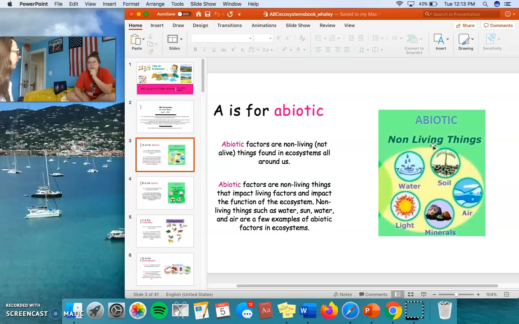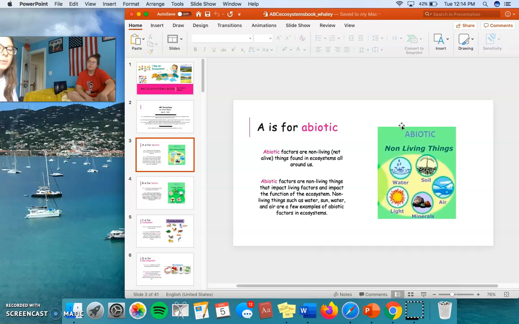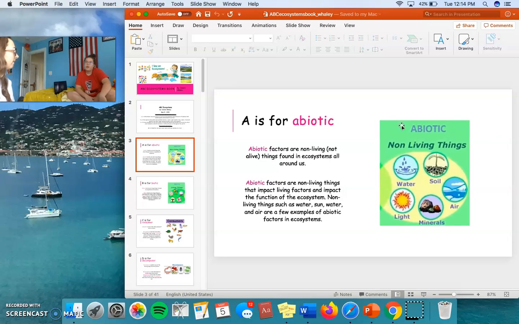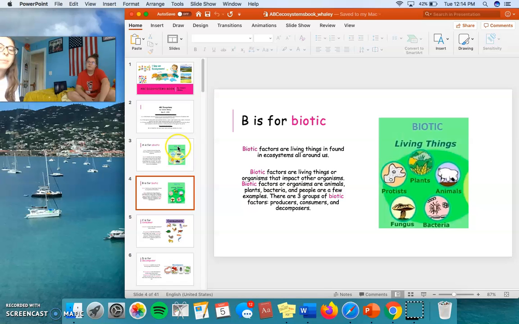Minerals. Minerals, great. Do you know what minerals are? Like crystals and rocks. Crystals, rocks. Great job. What else is another example? Air. Air, good job. So what is abiotic again? Not living things. Not living, good. All right, B is for biotic.